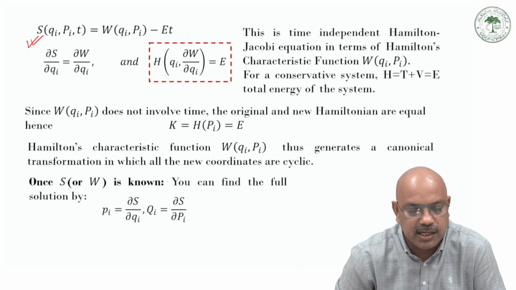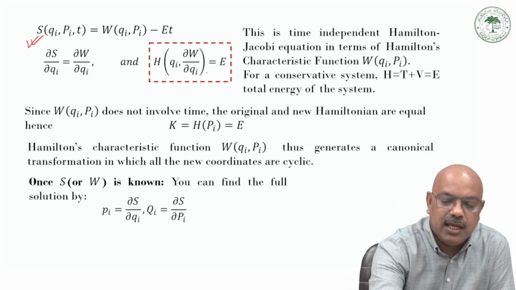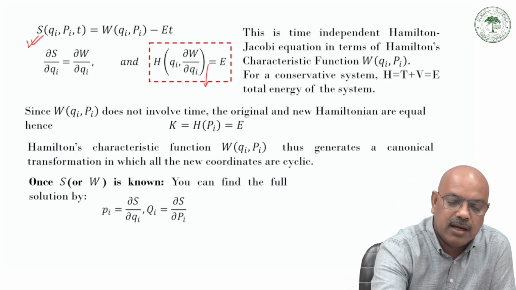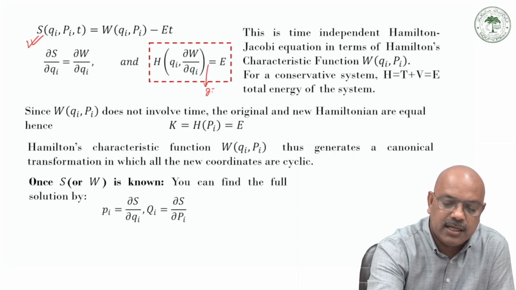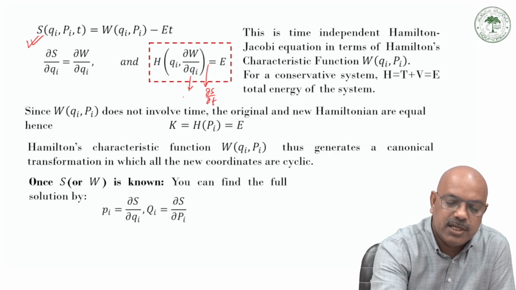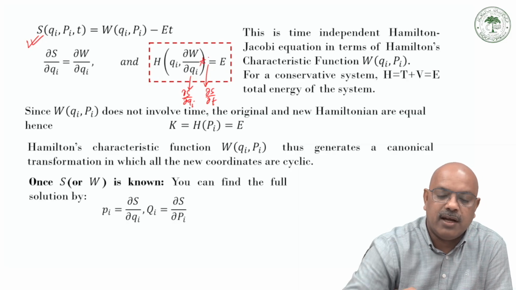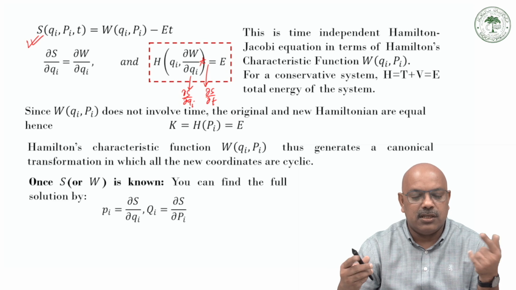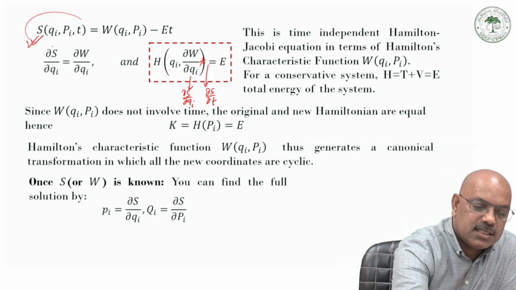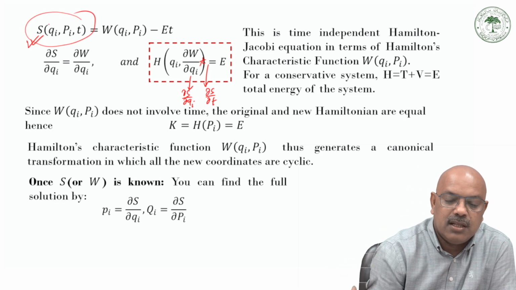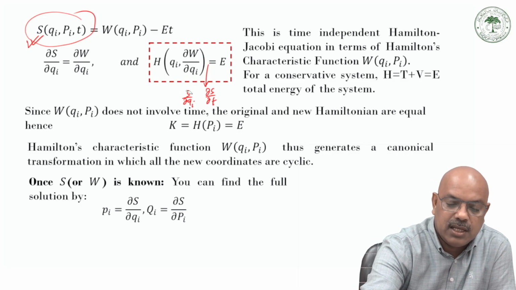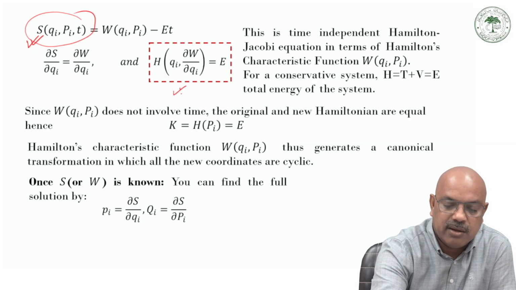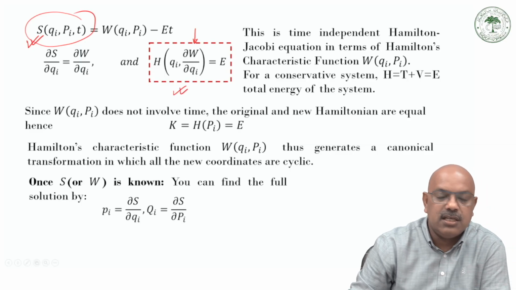Okay, so now using this, this is the final equation that contains the time independent Hamilton-Jacobi equation in terms of the Hamilton characteristic function. Earlier you had delta S by delta t, and in place of this you have delta S by delta Qi, and t, so you had the time dependent Hamilton-Jacobi equation in terms of S. But when the Hamiltonian is time independent, the Hamilton-Jacobi equation is written like this in terms of the Hamilton characteristic function.